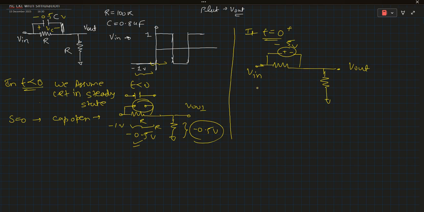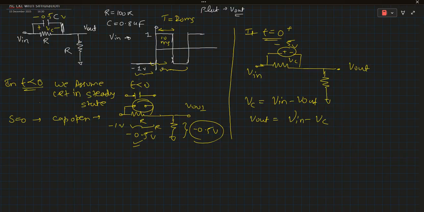If we write a KVL equation, this capacitor voltage is VC. So VC is the difference between Vin and Vout. If we rearrange this equation, we get Vout as Vin minus VC. Now for this time frame, one more thing: the time period for this pulse is 20 milliseconds, and the on time is 10 milliseconds. I forgot to mention this before.